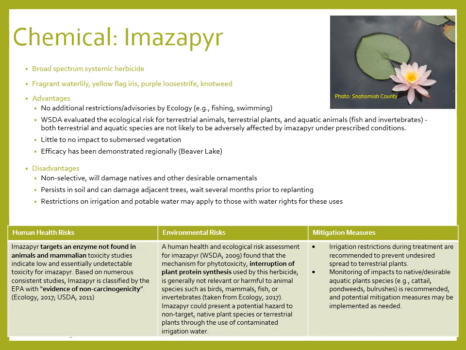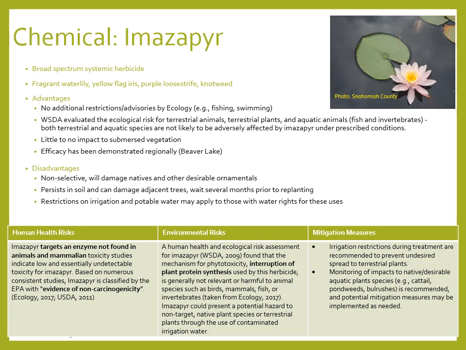Some of the advantage is that imazapyr has no additional restrictions or advisories by Ecology. This goes above and beyond the label that's approved by EPA. This includes no fishing or swimming advisories. Washington Department of Ag has evaluated the ecological risk to terrestrial animals, plants, and aquatic animals, such as fish and invertebrates. And both terrestrial and aquatic species are not likely to be adversely affected by imazapyr under prescribed conditions according to the label. There is little to no impact to submerged vegetation from the appropriate use, I should say, of imazapyr, and efficacy has been demonstrated regionally, in particular Beaver Lake.